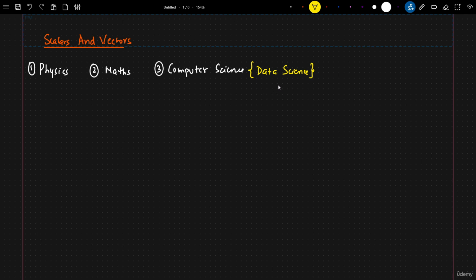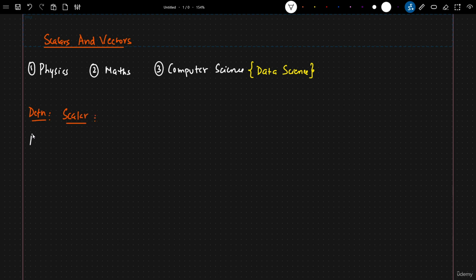We'll try to understand the definitions and see multiple examples of any topics that we discuss in linear algebra related to computer science and specifically data science itself. Why data science? We'll consider use cases related to data science and then try to understand. So let us go ahead and first understand what exactly a scalar is. First of all, we'll see the definition of scalar.